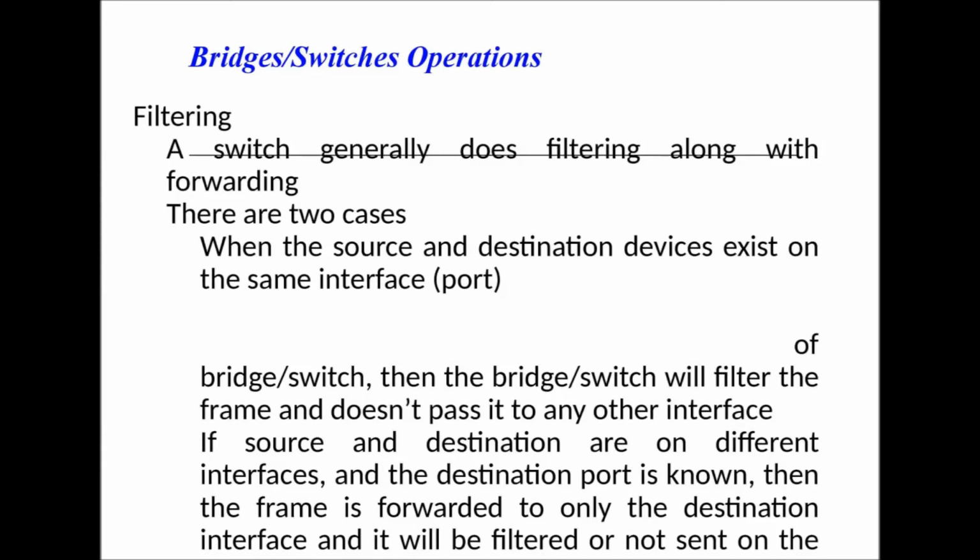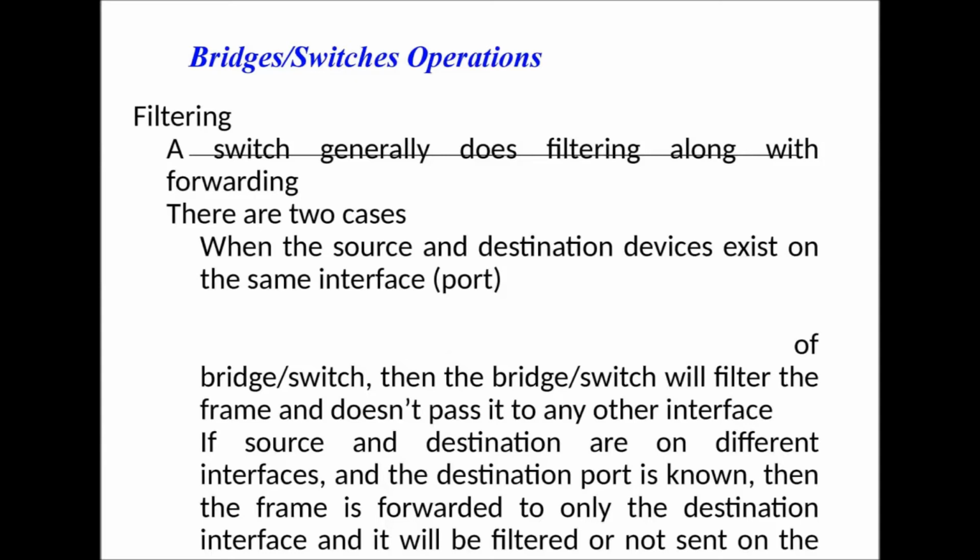because if there is a single broadcast domain, then the frame will not be forwarded. We have discussed this in our previous lectures. So in this case, because the source and destination devices exist on the same interface, that frame is not passed to any other interface by the switch or bridge.